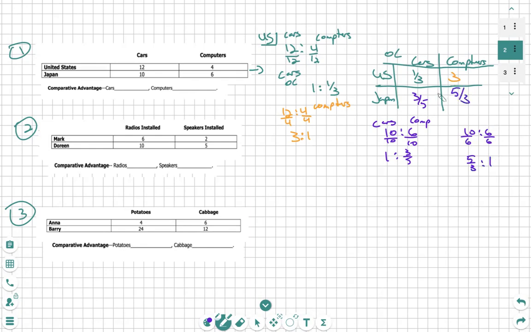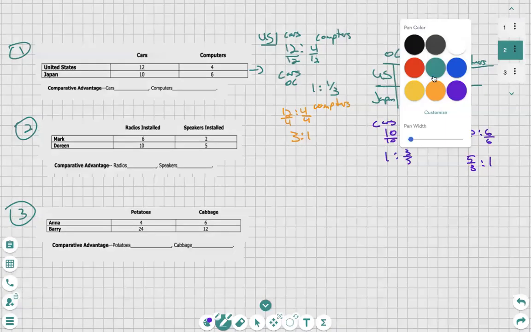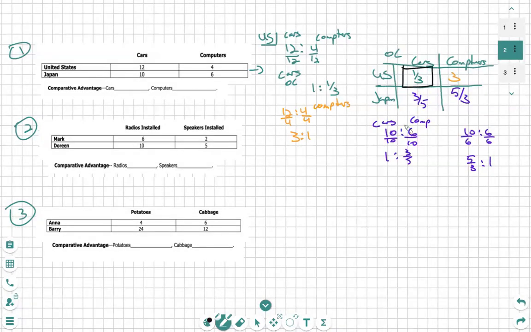Now, to choose which one has the comparative advantage is the one that has the lower opportunity cost in that respective good. The United States has a lower opportunity cost in cars, thus will build cars. Japan has a lower opportunity cost than the United States when it comes to computers, thus they will do computers.